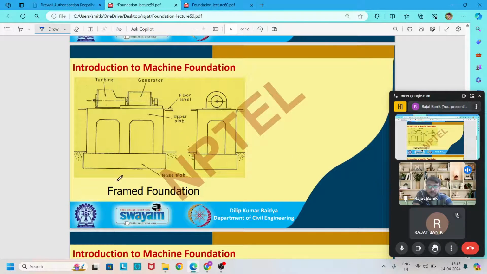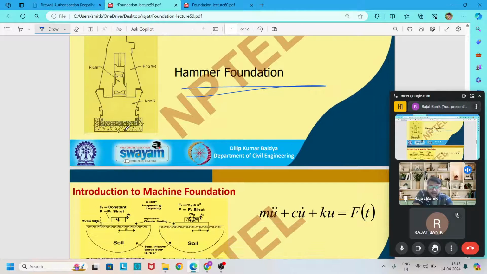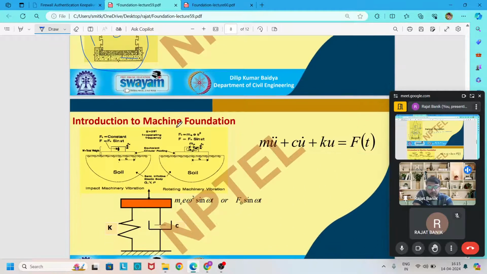Then there is the frame type foundation. You see, there is a frame structure by which the load is transferred to the ground surface. This is also one type of frame foundation. Then hammer foundation. This is the arrangement of the hammer. It continuously goes down and up, and it is creating an impact load here. So for this, we use the block type foundation below. So this is the hammer foundation.